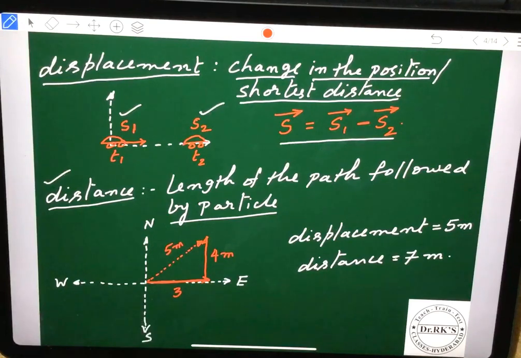So look at an example. Suppose a body traveled 3 meters along east, then 4 meters towards north. Here displacement is 5 meters and distance is 7 meters.